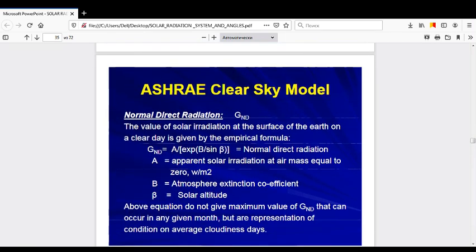ASHRAE clear sky model. Normal direct radiation G_ND, the value of solar radiation at the surface of the earth on a clear day, is given by the empirical formula G_ND = A / exp(B / sin β), where A is the apparent solar irradiation at air mass equal to 0 W/m², B is the atmospheric extinction coefficient, and β is the solar altitude. The above equation does not give the maximum value of G_ND that can occur in any given month, but the representation of the condition on an average cloudiness day.